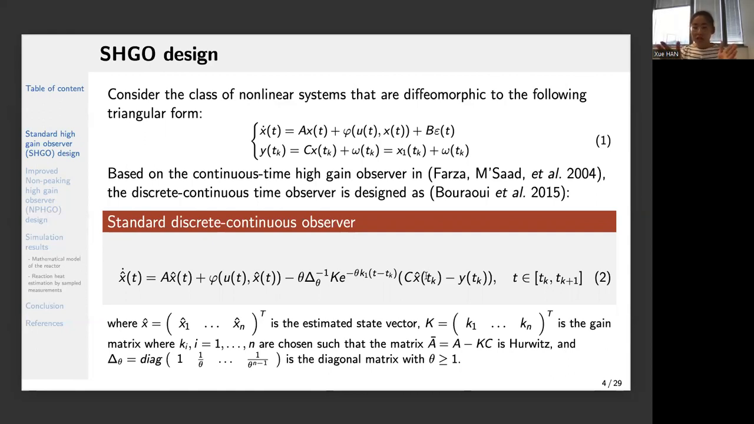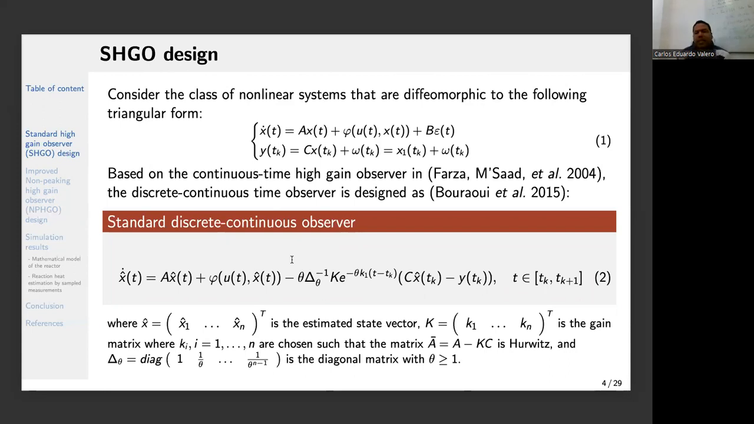So that means during this time interval, we will use the output of this time instant tk, and we will have this e to the power of minus theta k1 times t minus tk as a small correction item to make our observer a continuous observer, so that it can give a continuous estimation of the states. But for the output, we will always use the output from the sampled instant.